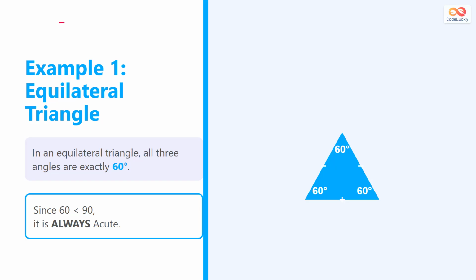The most perfect example of an acute triangle is the equilateral triangle. Here, every side is the same length, and every angle is exactly 60 degrees. Since 60 is less than 90, an equilateral triangle is always an acute triangle.